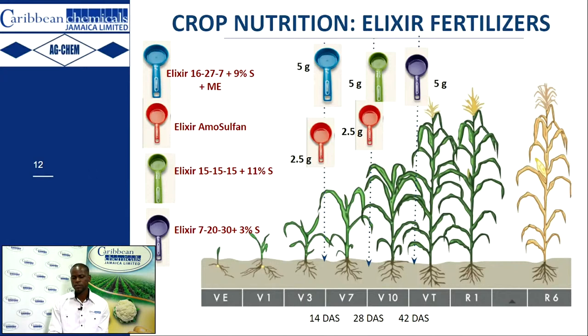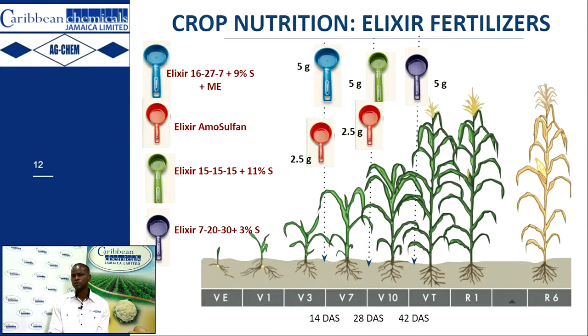At 28 days now, you're using 5 gram of your 15-15-15, and that is packed with your sulfur. So the sulfur will help the plant to uptake your nitrogen and your other nutrients very quickly, right? And you've conditioned the soil for you. And then you'd add that with your amosulfan as well. And these measurements, as I said before, will equate to 200 pounds of 15-15-15 and 100 pounds of your amosulfan.